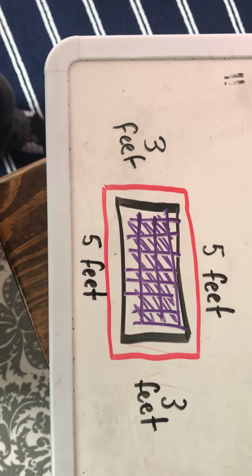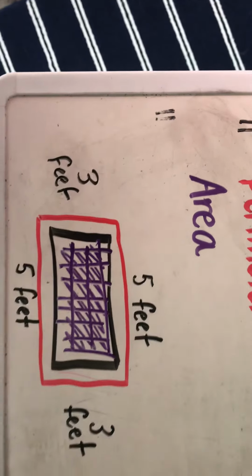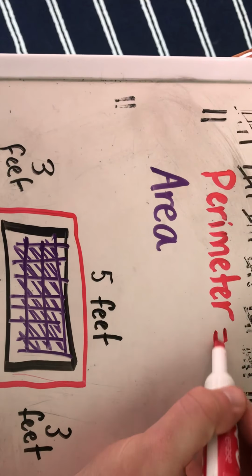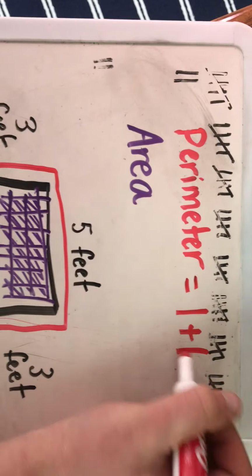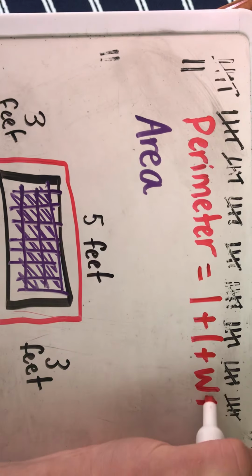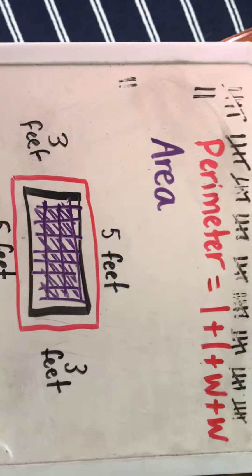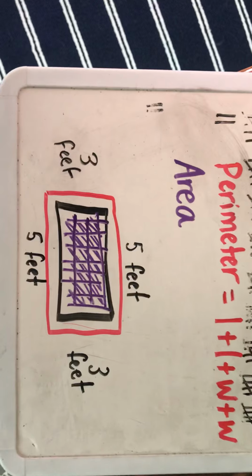And in order to solve the perimeter for this is how we are going to do it. The formula for perimeter is length plus length, and I'm just putting L's to represent length, plus width plus width. And you don't have to memorize that formula because it's pretty easy to understand.